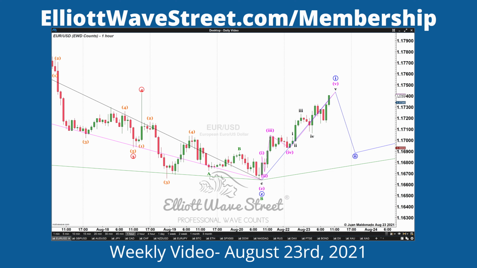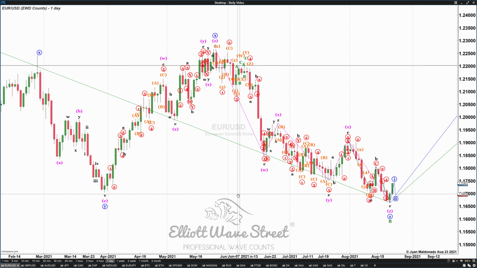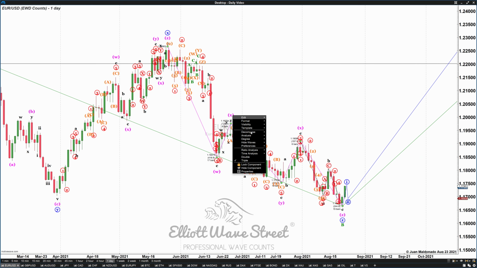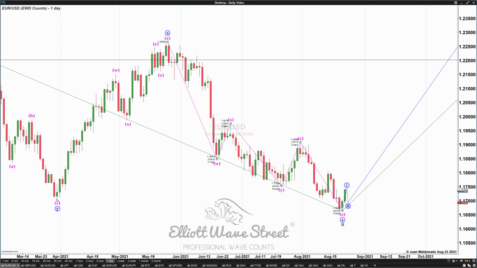All right, so let's start working here with the euro dollar. I'm looking for a buy trade at the discount, but before we go into the details, let's have a look at the higher time frame. This is the daily chart. On the daily chart, I'm looking for a buy trade because it seems that we are done with this leg.